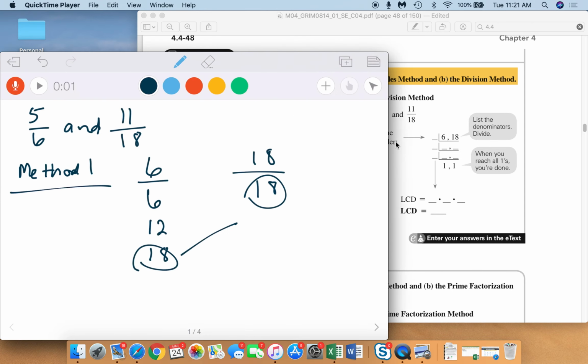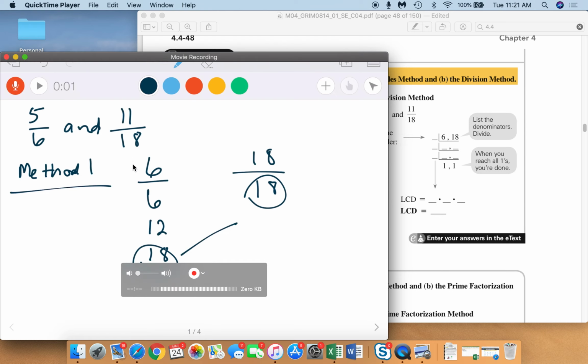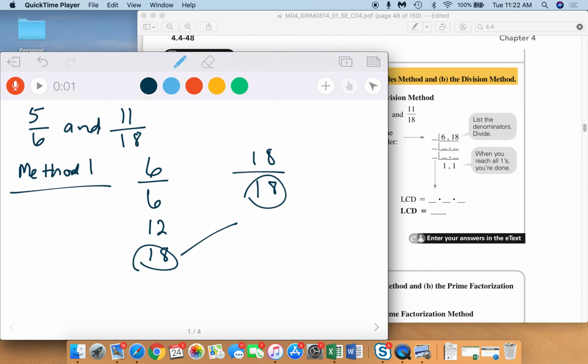Now, one thing I also want to show you, and you'll get more comfortable with this, if you see that one denominator is the factor of another, so like 6 divides evenly into 18, or 18 is evenly divided by 6, that means that that's going to be your lowest common denominator. You can just stop right there. If you have 10 and 5, you know your lowest common denominator is going to be 10. If you have 2 and 6, your lowest common denominator is going to be 6. So that's a little shortcut you can use down the road.